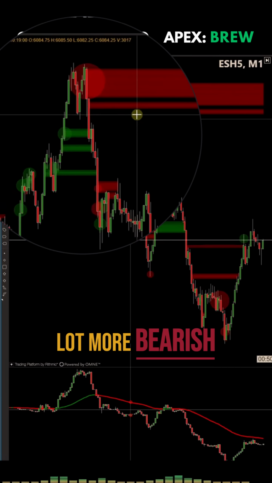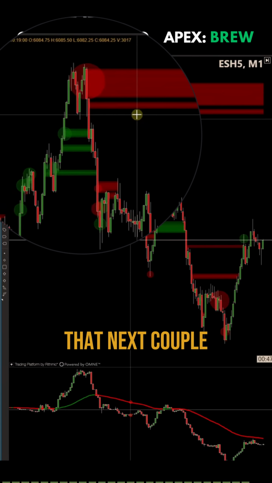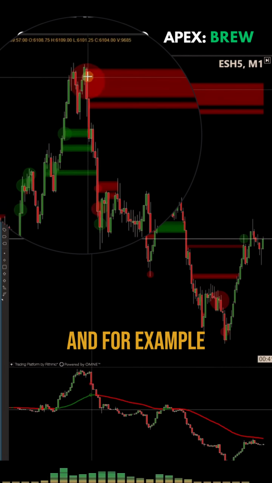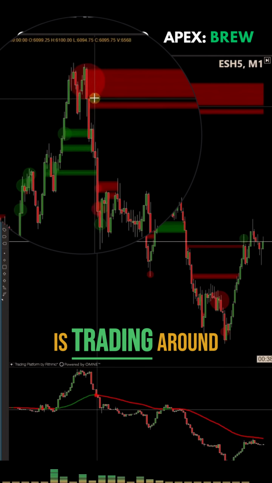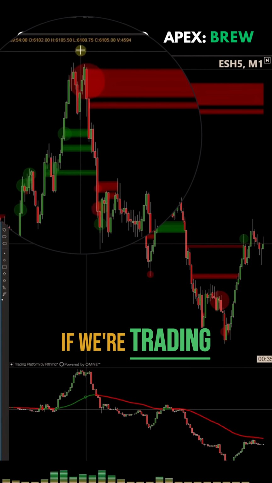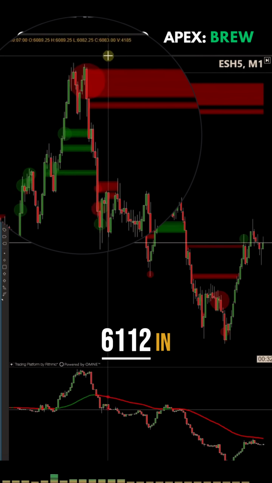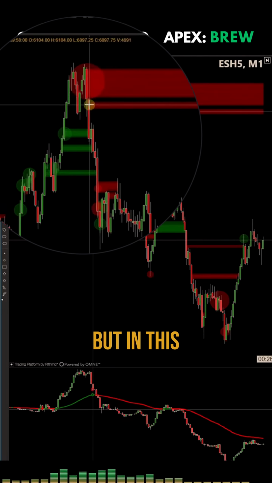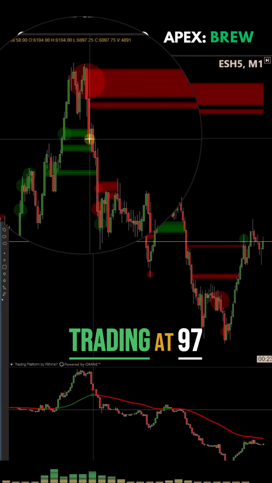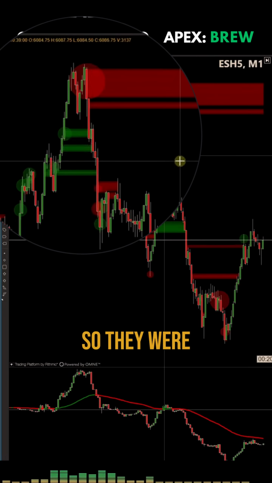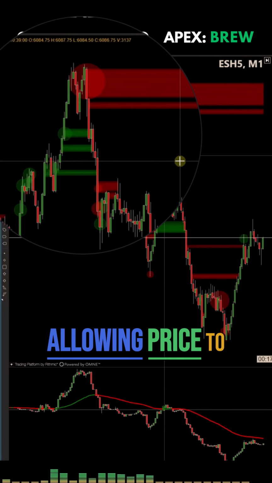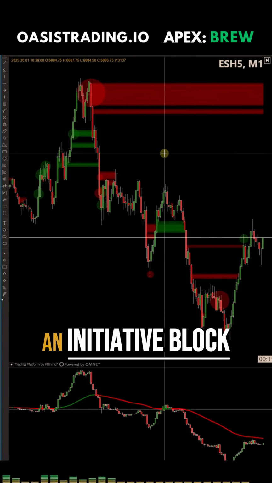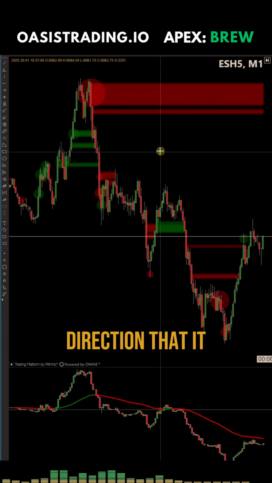Is there a lot more bearish delta coming in over the next couple of minutes, or are they just immediately breaking that block trade? For example, let's say right here, that block trade is trading around 6104 to 6109. If we're trading at 6110, 6112 in the next couple of minutes, then most likely they are not protecting that block trade. But in this instance, they were trading at 97, 96, and so on. So they were obviously protecting that block trade. They were not allowing price to trade against it. So we can see that as an initiative block. They are protecting it in the direction that it came in.